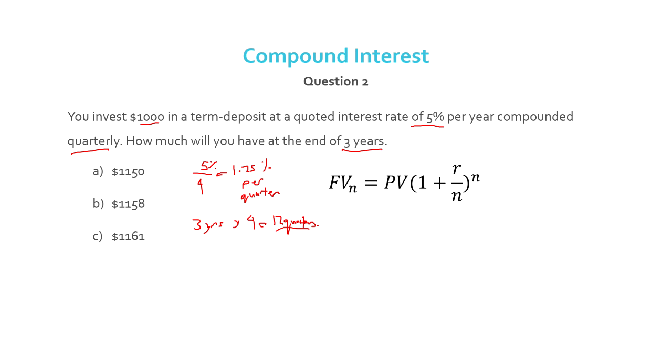So we have a slightly different compounding formula here. R on N is basically taking this annual interest rate and turning it into a quarterly rate, which is what we've done. So R on N just equals this 1.25. And then our new N is going to be for our 12 quarter or 3 year period that we're compounding for. So our future value is going to equal our present value.